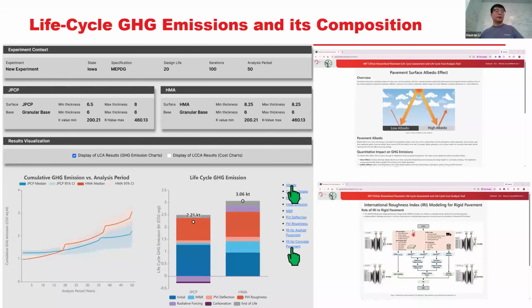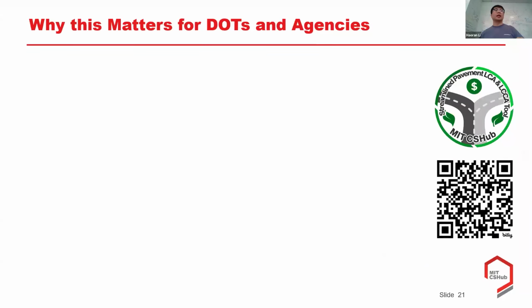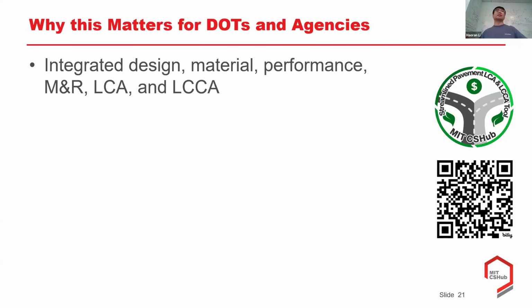You'll be linked to the academic reports or publications for you to understand how we're modeling them, and how we're modeling them in a faster way that can be efficiently used for faster prediction for these multiple Monte Carlo simulations for the future possibility predictions. And again, why does it matter to our DOTs or agencies? Because we have now integrated everything in a single tool, including design, material, performance, M&R, LCA, and LCCA. And it gives fast performance predictions, LCA and LCCA results.